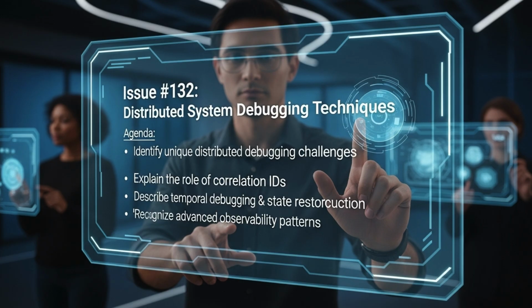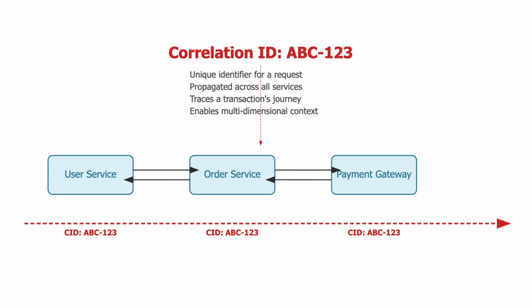Let's begin our investigation. When a request travels through a distributed system, it hops between many services, databases, and queues. Without a way to link all these disparate events, debugging becomes an impossible maze. This is where correlation IDs come in, acting as your digital breadcrumbs. They are unique identifiers assigned to a request at its entry point, and then propagated across every subsequent service call and log entry. Think of it like a unique case number assigned to a customer's inquiry that follows it through every department it touches. This allows you to trace a single transaction's journey from start to finish, providing a complete picture of its interactions.